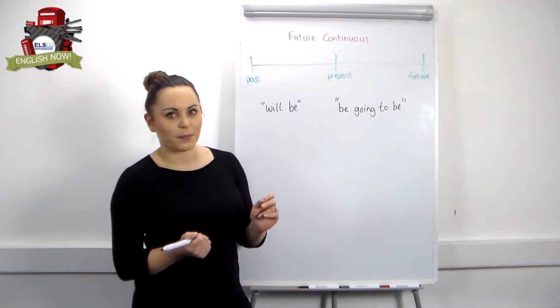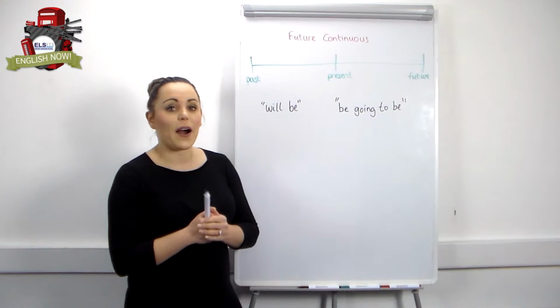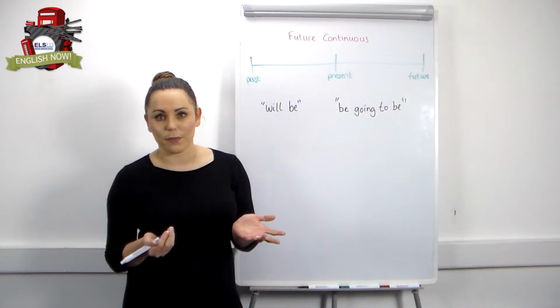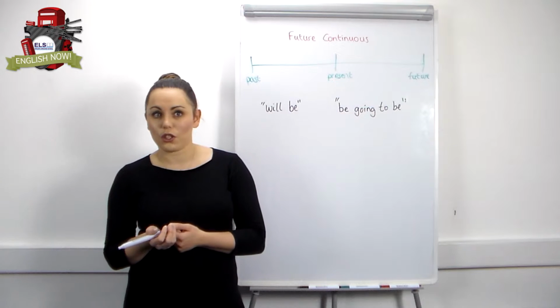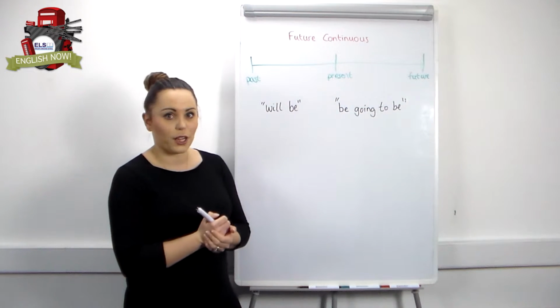The future continuous is a tense that we use to talk about actions that are in progress at a certain time in the future, or to talk about longer actions in the future that are interrupted by a shorter action, again in the future.